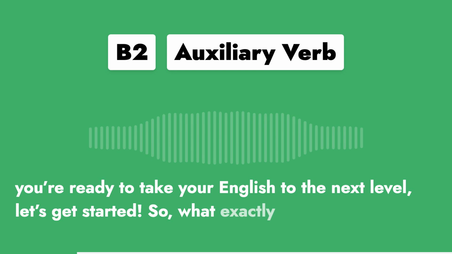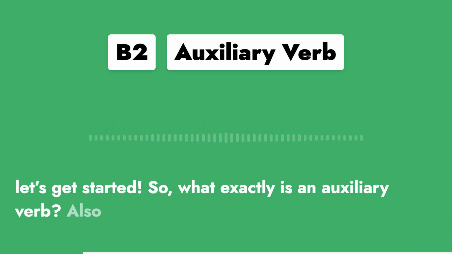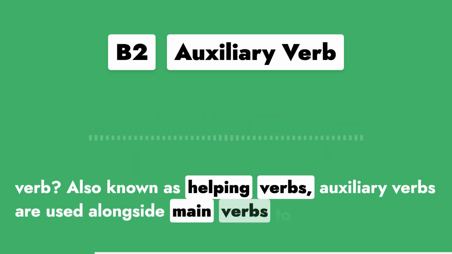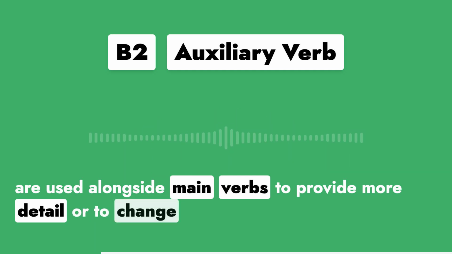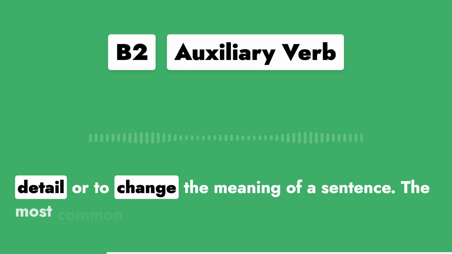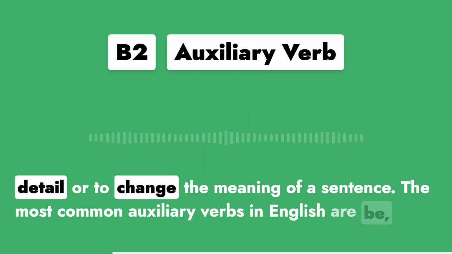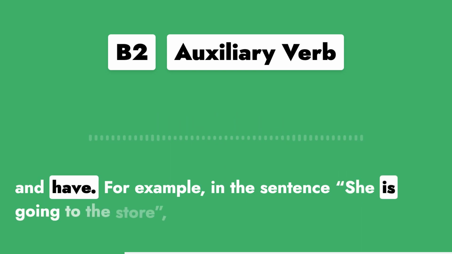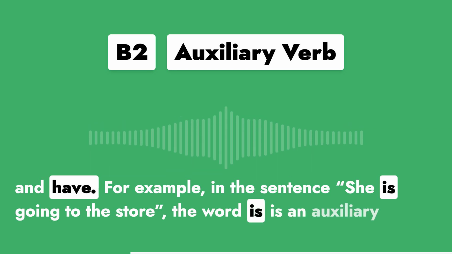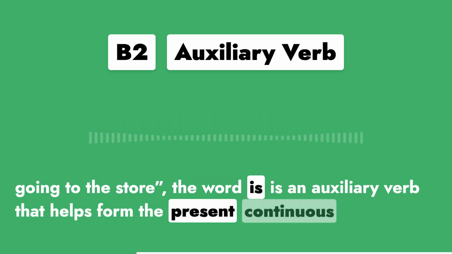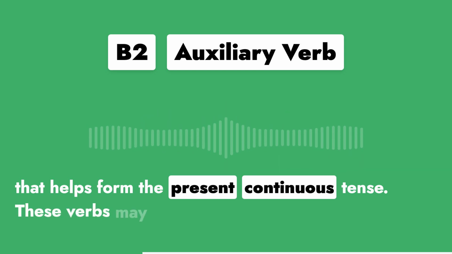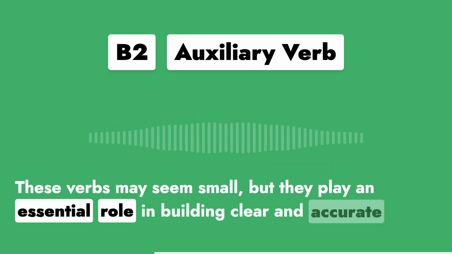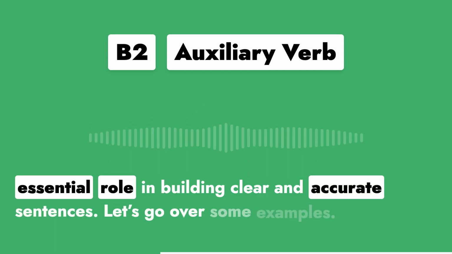So, what exactly is an auxiliary verb? Also known as helping verbs, auxiliary verbs are used alongside main verbs to provide more detail or to change the meaning of a sentence. The most common auxiliary verbs in English are be, do, and have. For example, in the sentence, "She is going to the store," the word "is" is an auxiliary verb that helps form the present continuous tense. These verbs may seem small, but they play an essential role in building clear and accurate sentences. Let's go over some examples.